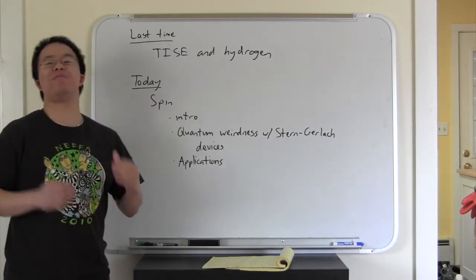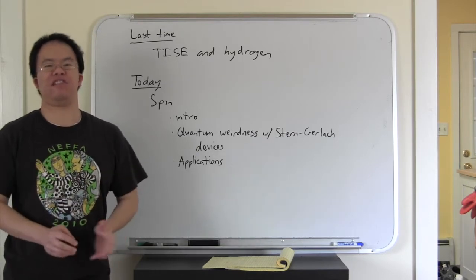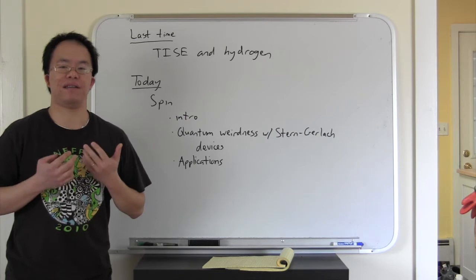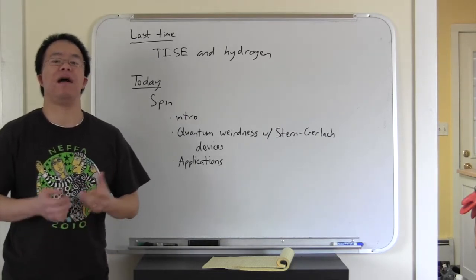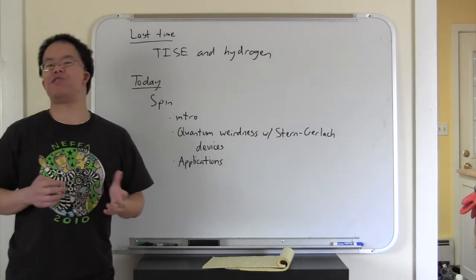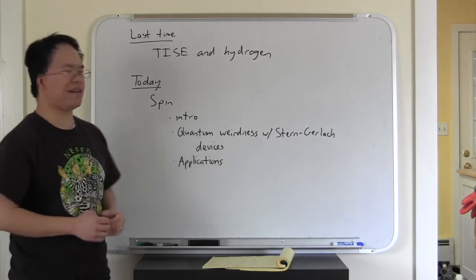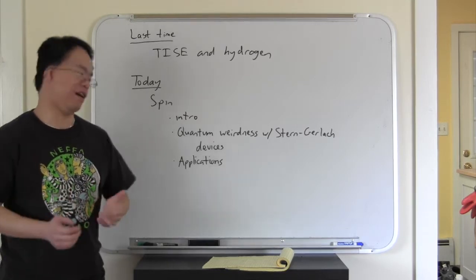So last time we talked about the time-independent Schrödinger equation and the hydrogen atom. We looked at the energy eigenvalues and eigenfunctions. We also talked about angular momentum in hydrogen. Today there's one more thing about hydrogen I want to talk about, and it's a really rich topic, namely spin, and in particular the spin of the electron.